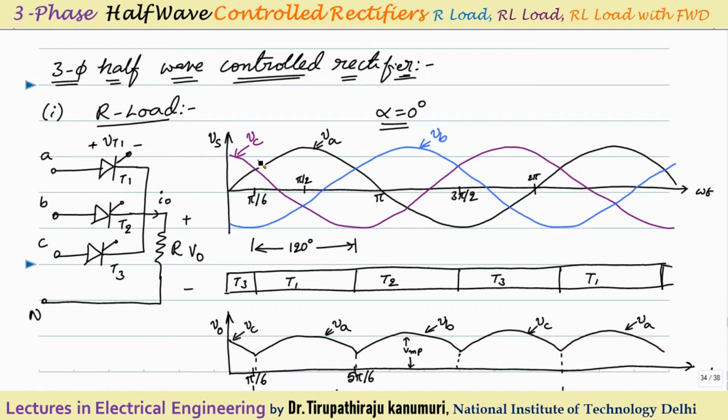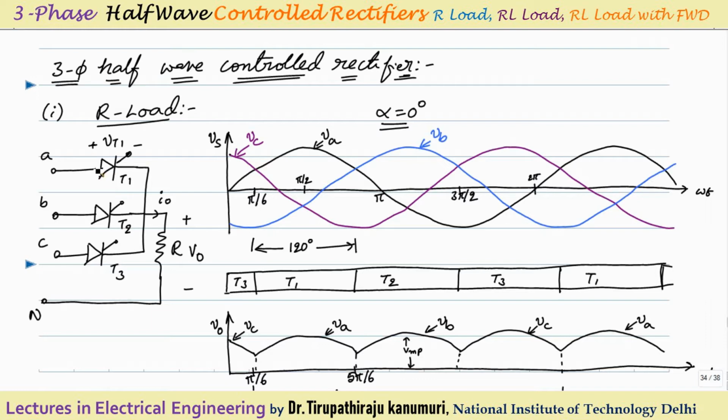So let us take the case of alpha equal to 0, or the firing angle equal to 0, and then we will proceed further. So first I am taking the firing angle equal to 0. Firing angle equal to 0 means whenever a particular thyristor is forward biased, automatically it will start conducting. That means it is just equivalent to the diode rectifier. So how it will happen, you can see here.